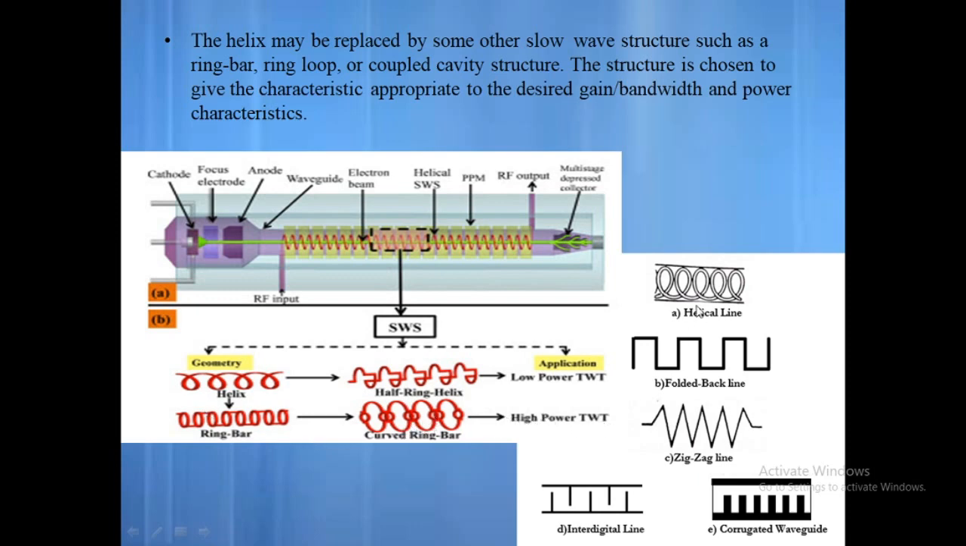There are some other structures. We know that there is a helical structure which is a folded back line. In previous slides I said that I would show what the folded back line is. It is in the form of a square shape. Next, the zigzag line is also used in place of the helical nature. Next, the interdigital line. Next, the corrugated waveguide. So these are different types of structures which can be used in place of the helical structure in traveling wave tubes.